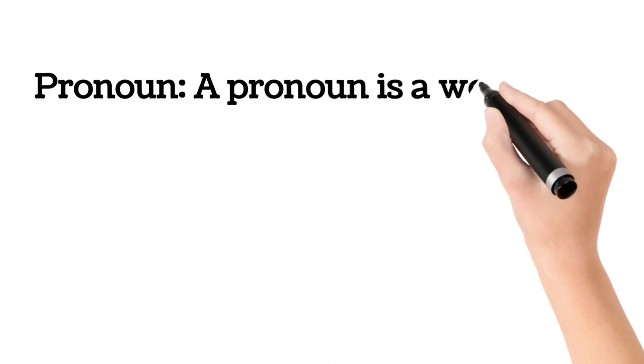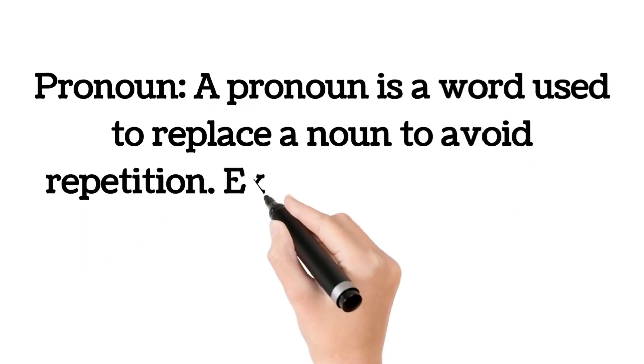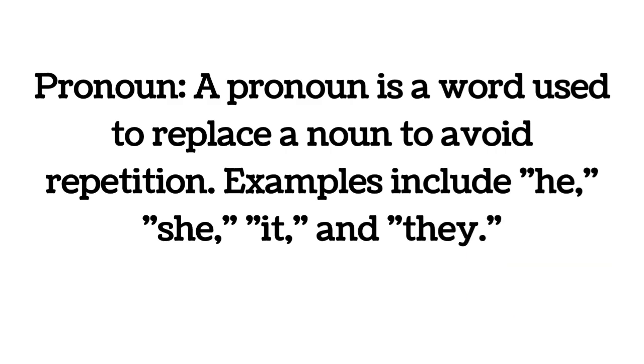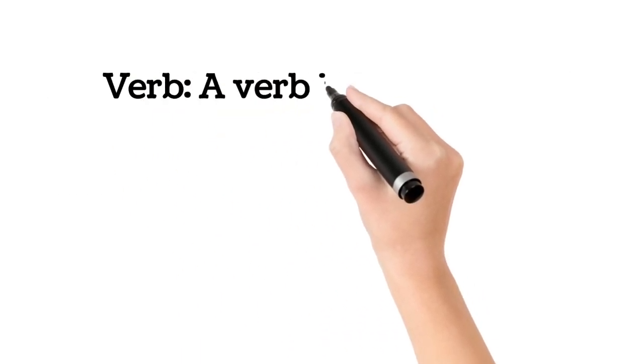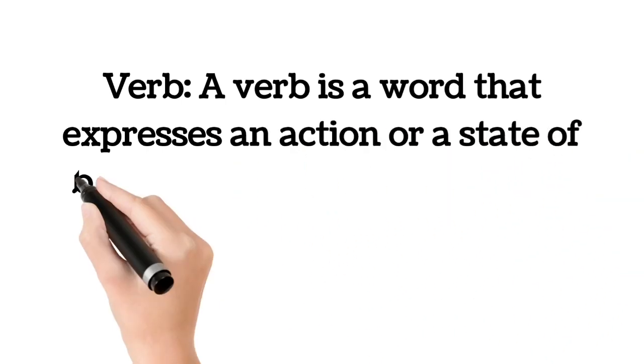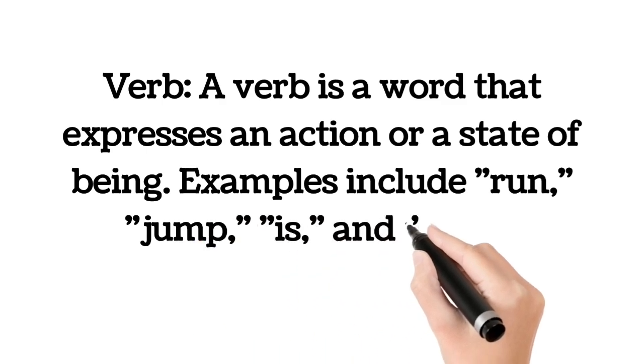Pronoun. A pronoun is a word used to replace a noun to avoid repetition. Examples include he, she, it, and they. Verb. A verb is a word that expresses an action or a state of being. Examples include run, jump, is, and exist.